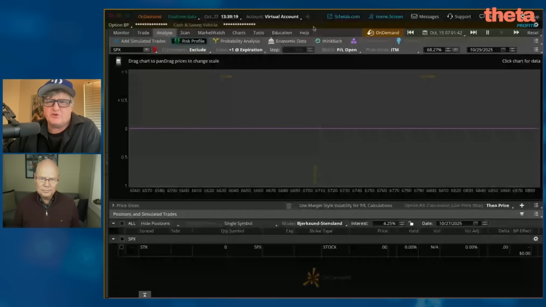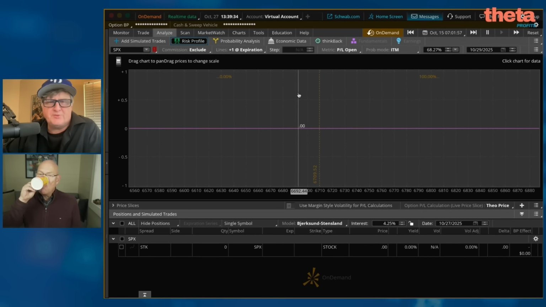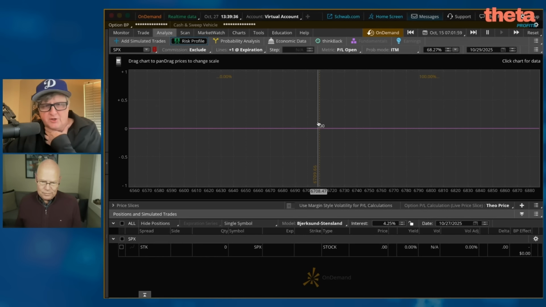Thinkorswim has this great feature on it called On Demand, where you can go back in time and trade any trade you can come up with, and you can see it graphed out on the risk graph. So I'm going to go back in time. Now, this morning I went and I found a date in October. It's about a week ago, I think, this particular day.